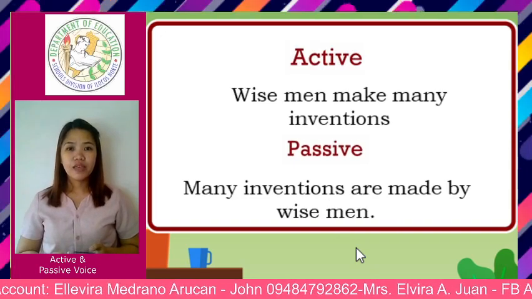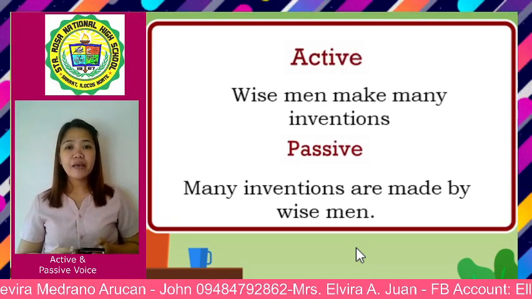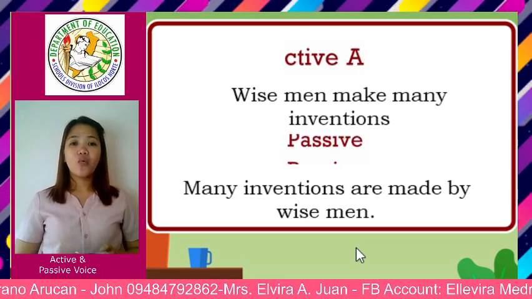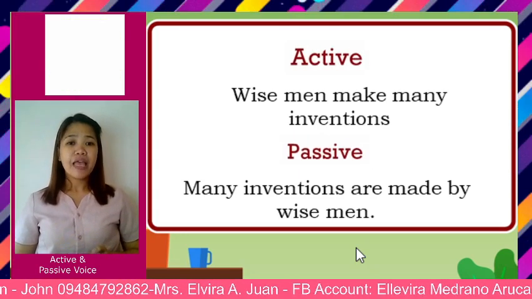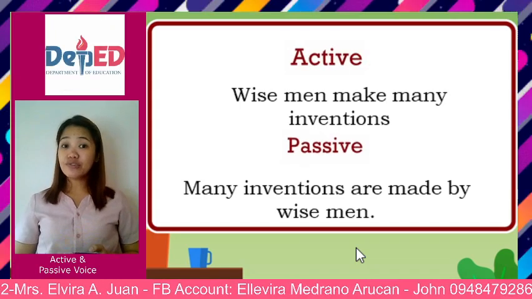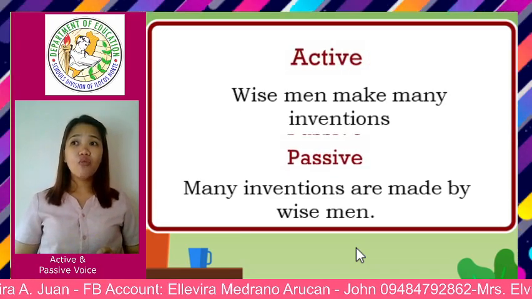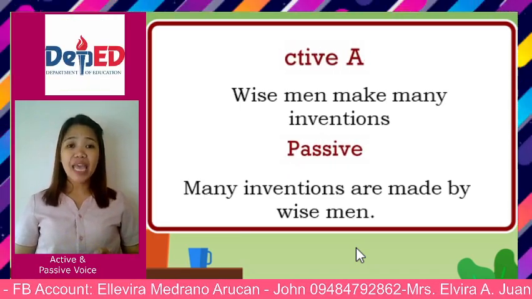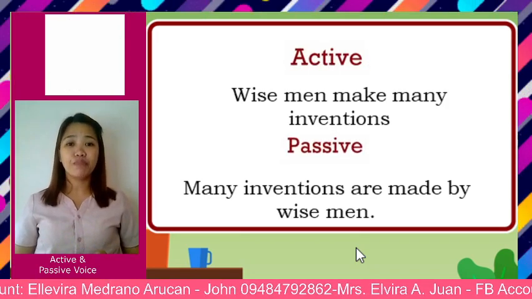Another. Wise men make many inventions. Many inventions are made by wise men. I used are because our verb in the sentence is make, and that is in the simple present tense.